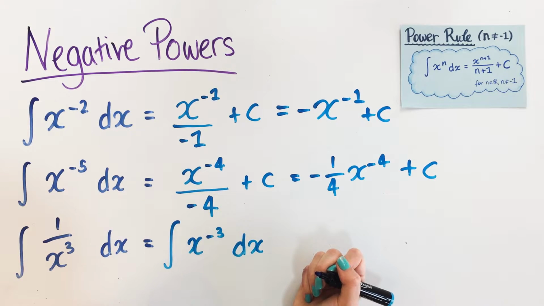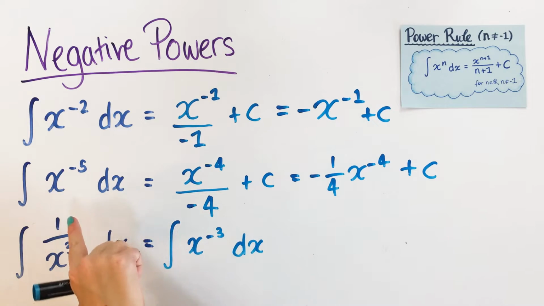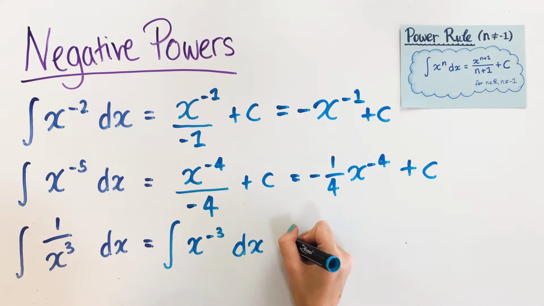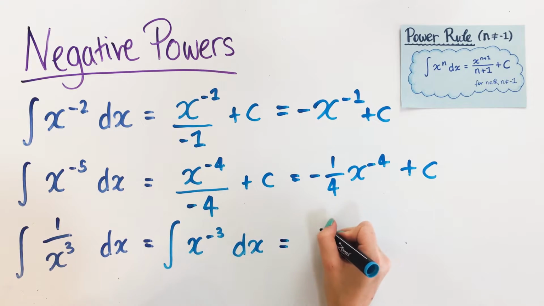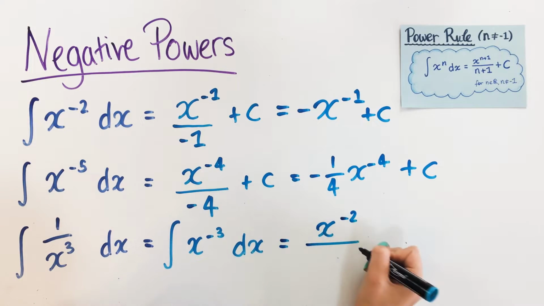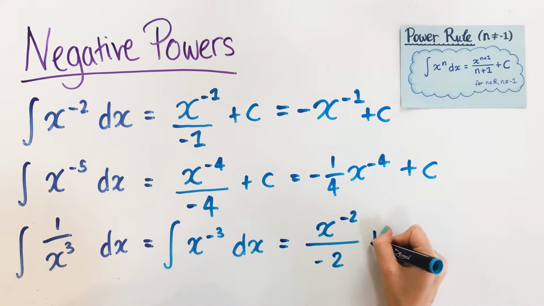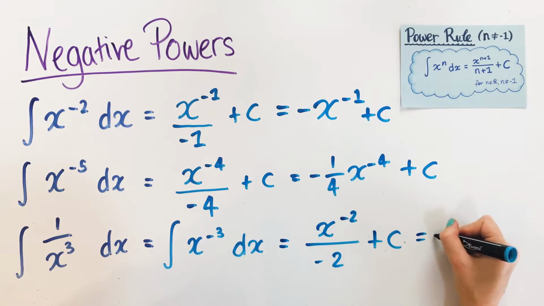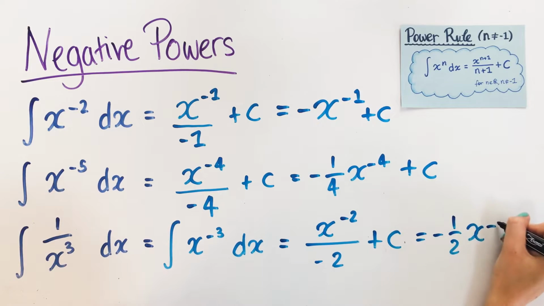And now this looks much more straightforward because it's quite similar to our previous examples. So we can say that this equals x to the power of minus 3 plus 1, minus 2, divided by the new power, minus 2, plus c. Again, we can just simplify that a little and say that's the same as minus a half x to the negative 2 plus c.